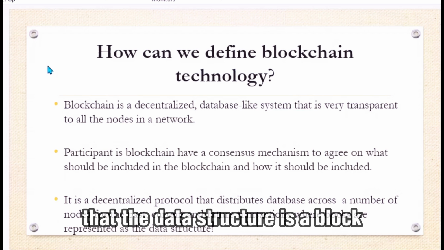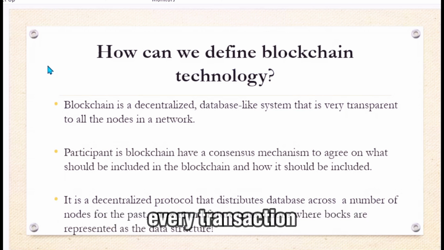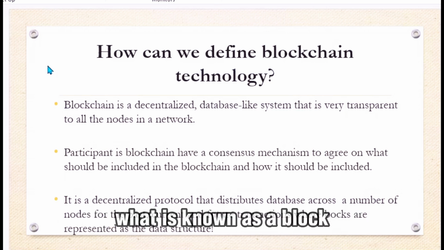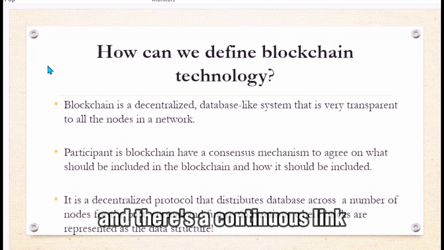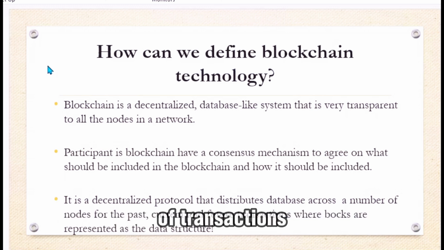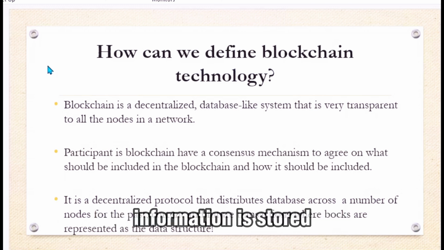The data structure is a block. Every transaction is stored in what is known as a block. So that block is sealed, and when a new transaction is made, it is added to the previous block, and there's a continuous link of transactions in a chain-like manner. That is where we got the name blockchain. So that is how the information is stored.